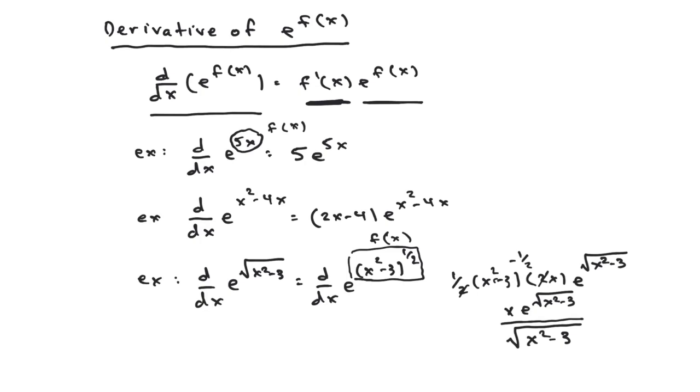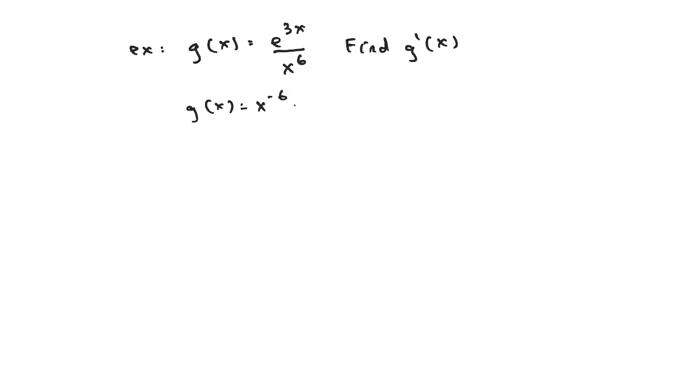So with these rules, we'll be able to solve a whole bunch of different examples using things like the product rule and combining this with the power rule. Let's say, for example, we have something like this: g of x is equal to e to the 3x over x to the 6th, and we want to find g prime of x. One way I might write this is g of x equals x to the minus 6 times e to the 3x, and here I'm going to call this first term f and this second term g.